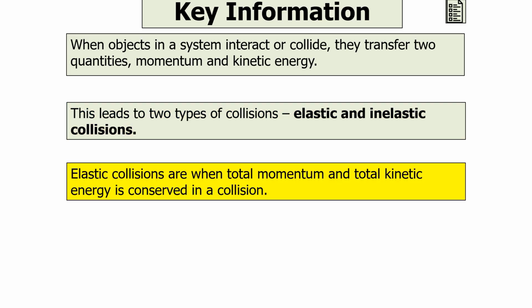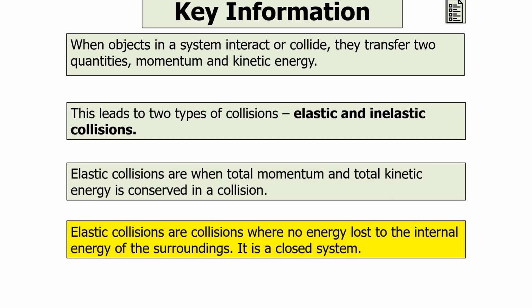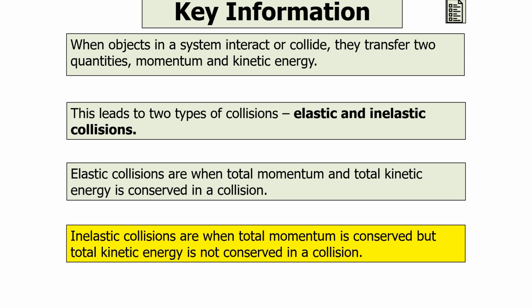Elastic collisions are when the total momentum and total kinetic energy are conserved in a collision. Elastic collisions are collisions where no energy is lost to the internal energy of the surroundings. It is a closed system. Inelastic collisions are when the total momentum is conserved, but the total kinetic energy is not conserved in a collision.